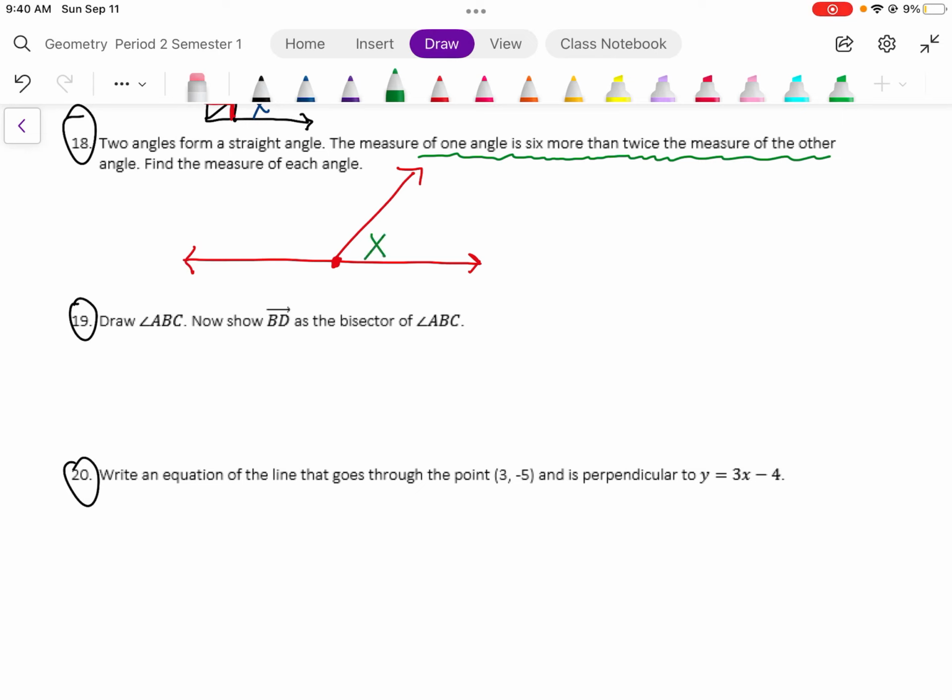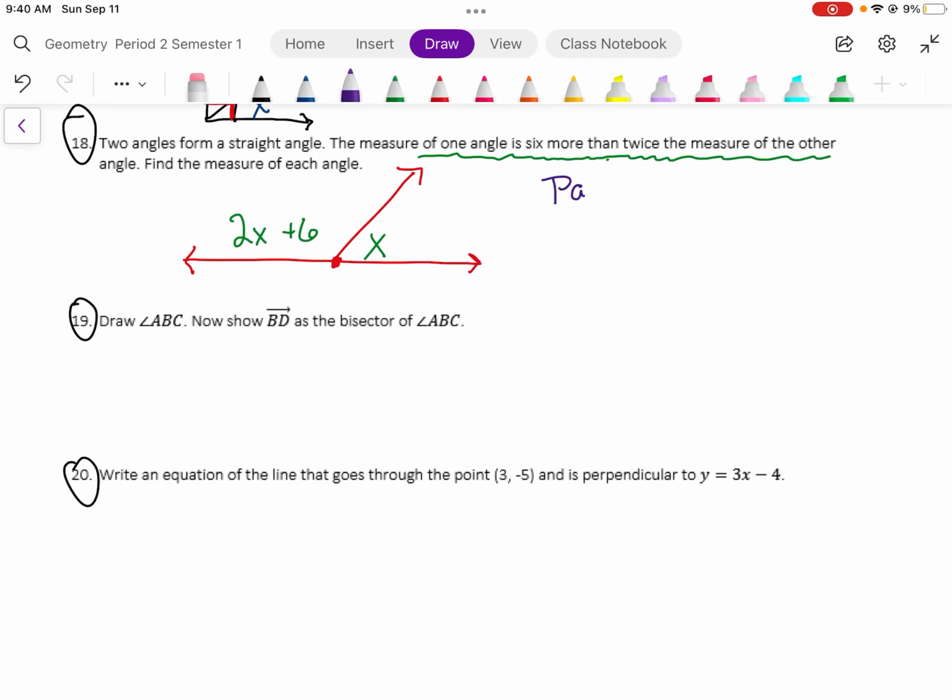So we're going to represent this angle with x. And then the measure of the other angle is 6 more, so that means we're going to be adding 6, then twice the measure of the other angle. And twice means we're multiplying it by 2, so we would have 2x plus 6.